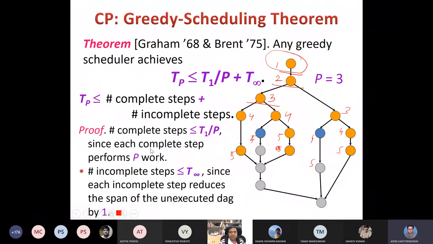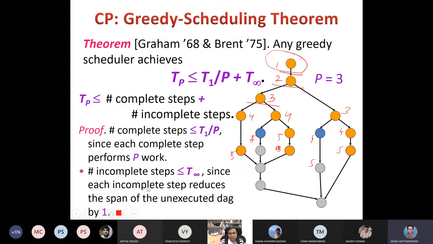This is the number of incomplete steps. This is the sum of actually complete steps and incomplete steps. Complete step means you have enough ready tasks and enough processors so that you can execute. Suppose in this case P is equal to 3, so you can execute all three tasks. So you have more ready tasks. That is a complete step. Another thing is the incomplete step: suppose you do not have enough ready tasks, but you have more processors.